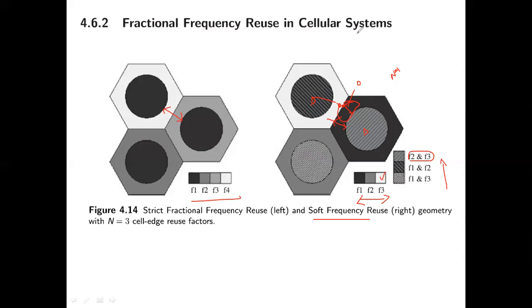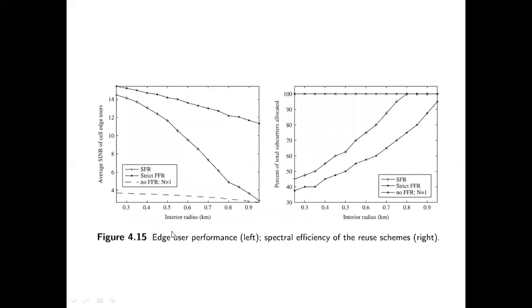So now let us see the graphs. Usually graphs have a better way to communicate. So you can see here cell edge users' performance as and when the interior radius, the radius from the tower center to the cell edge user, increases, the signal to interference ratio is getting worse. Even at the center it was worse, and as you go towards the edge, it was getting much worse in case of no frequency reuse.